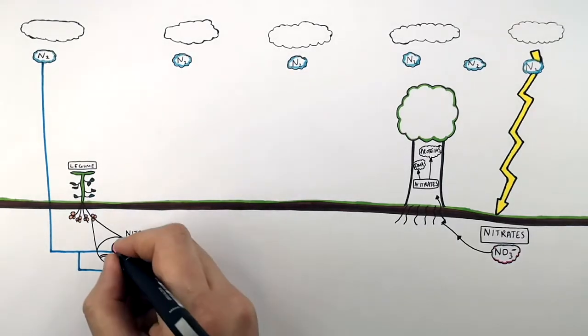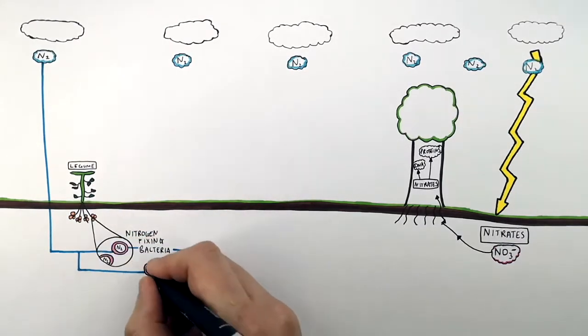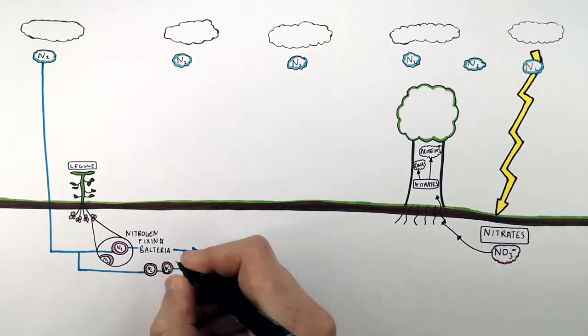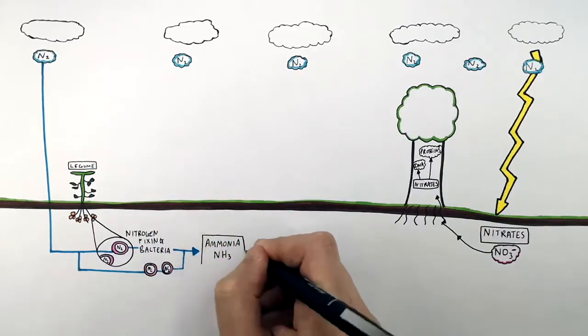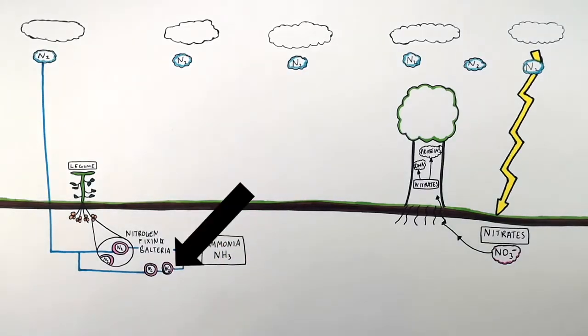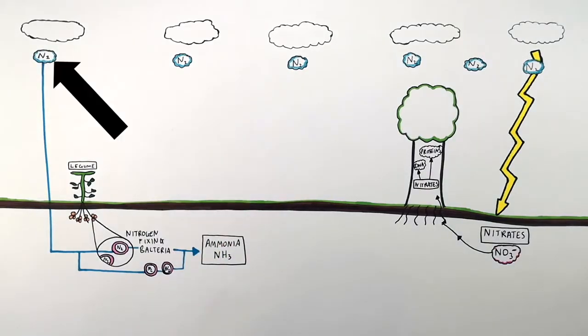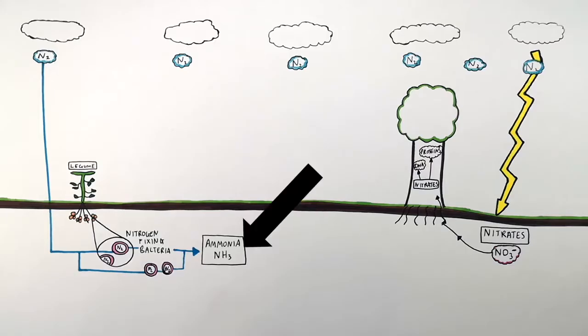That nitrogen is converted into ammonia, NH3. So these nitrogen-fixing bacteria fix atmospheric nitrogen to ammonia, NH3.